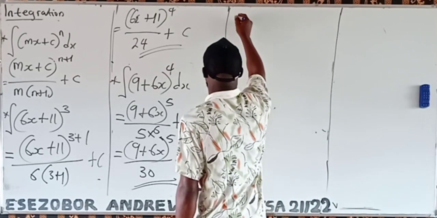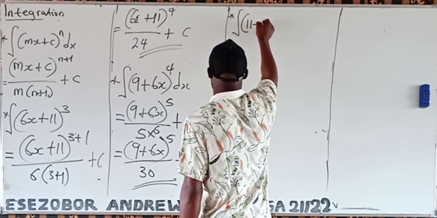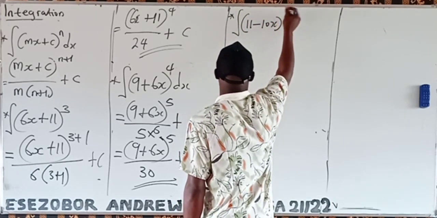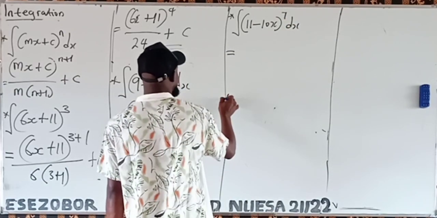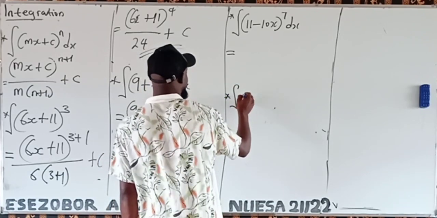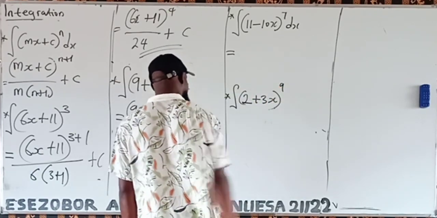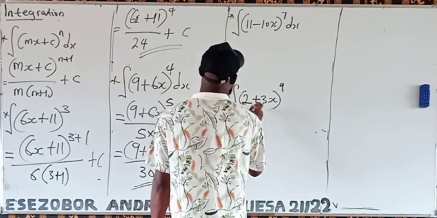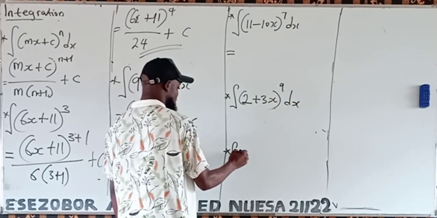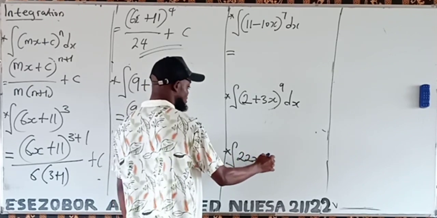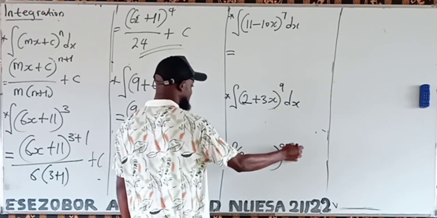So what about if we have the integral of (11 minus 10x) raised to power 7 dx? How are you going to go about this? Let's say we also have the integral of (2 plus 3x) raised to power 9 dx. Let's say we have the integral of (22x plus 9) raised to power 99.